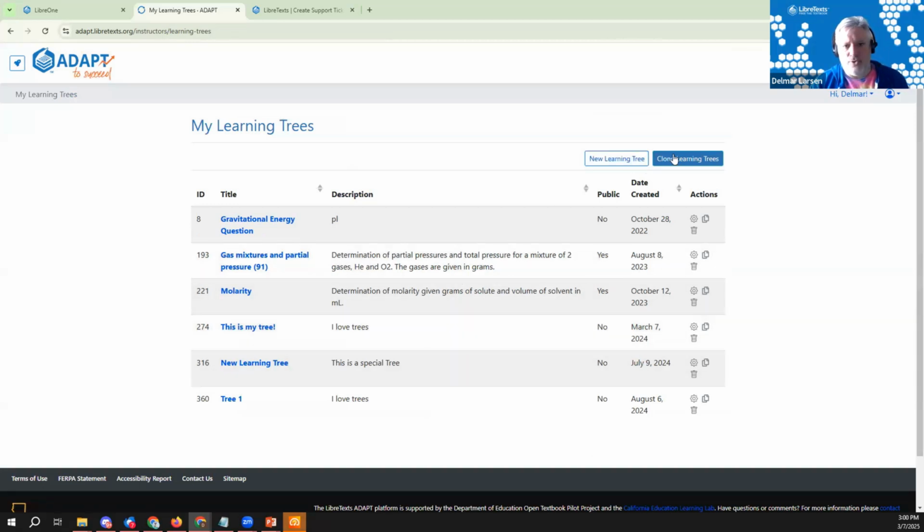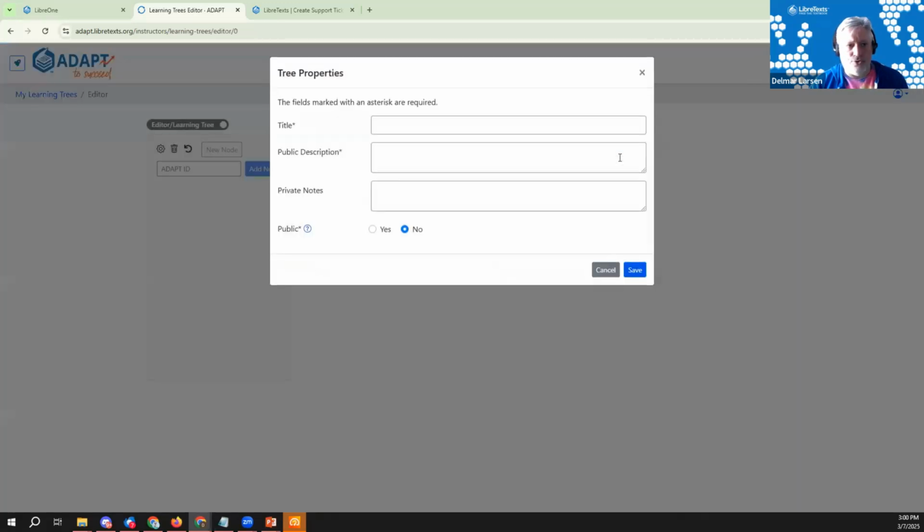And I just want to build a new tree. I can clone an existing tree if I want, but I'm going to build a new tree. And I just call this new tree. I have a public description that just basically tells people what this is. This is a special tree. And that's just to make sure that you're part of the community, and it describes what that tree is.